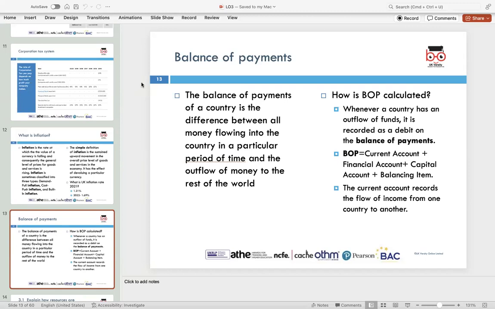So, how is balance of payments calculated? When a nation has a negative outflow of cash, it is shown as a debt on the balance of payments. The balance of payments is calculated by adding the current account, the financial account, and the capital account, and balancing them. Keeping track of the movement of income from one nation to another is the purpose of the current account.